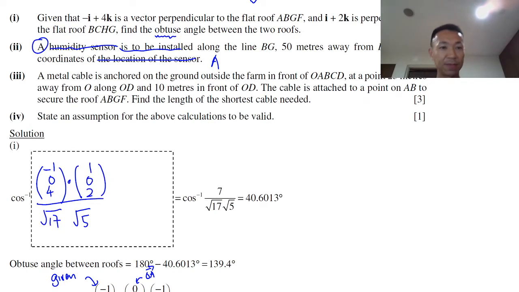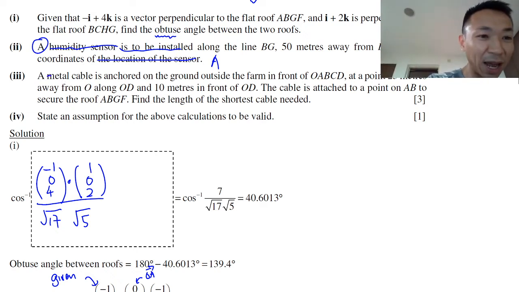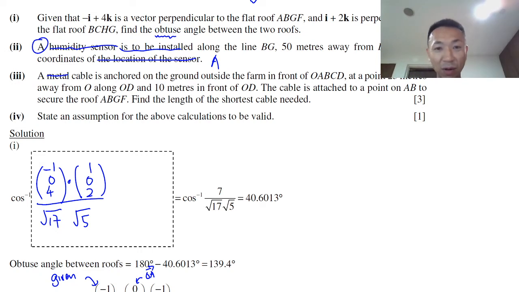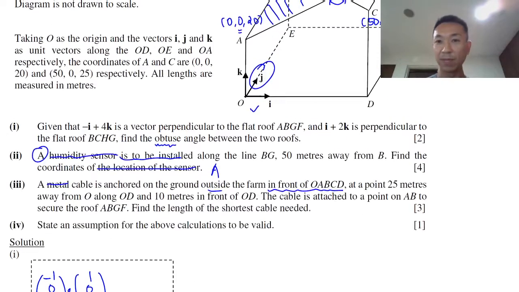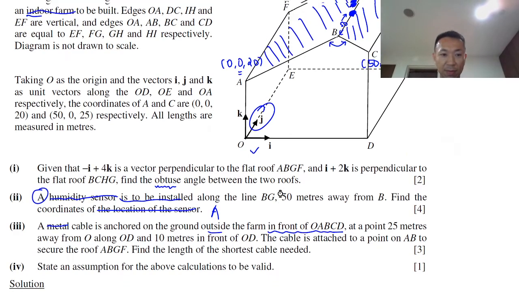Part 3. See, a lot of distractors again. A metal cable is to be anchored onto the ground outside the farm. Basically, outside the farm, in front. This is more important: in front of OABCD, at a point 25 meters away from O along OD, and 10 meters in front of OD. You read like that, I also don't know what he's talking about. But let's look at the diagram together with the words.